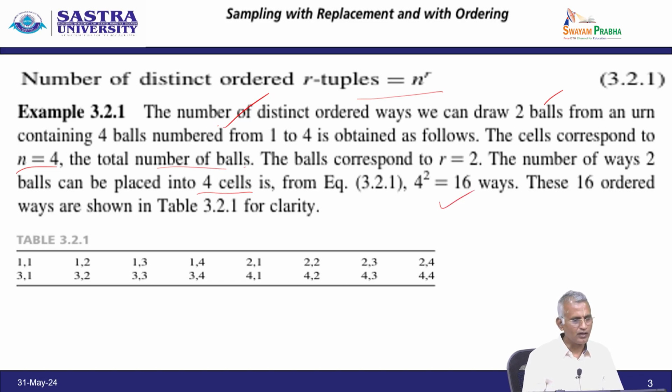So, these 16 ordered ways are shown in the following table. For example, 1 you take it corresponding 3 comma 1, 1 2 you take it 3 comma 2, and then 1 3 you take it 3 comma 3 and 1 4 you take it 3 comma 4, 2 1 you take it 4 comma 1 and 2 2 you take it 4 comma 2 and 2 3 you take it 4 comma 3 and 2 4 is 4 comma 4. So, this is how we can display the ways in terms of the table.